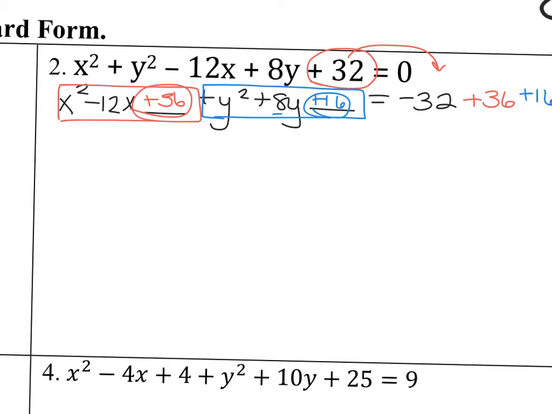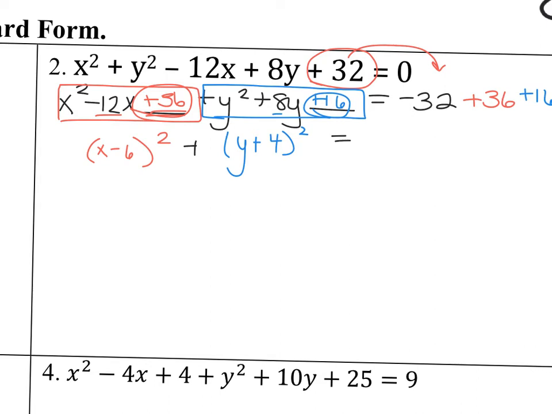I'm now going to factor both of these. So I'm hoping you're noticing it's going to be in this form. And I'm hoping you're being able to find shortcuts. If not, you can draw the x's and keep going. Factors of 36 that make negative 12. Well, that's just x minus 6 squared. Factors of 16 that make 8. Well, that's just y plus 4 squared.